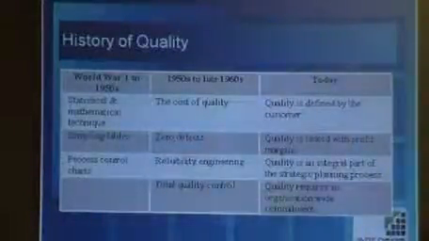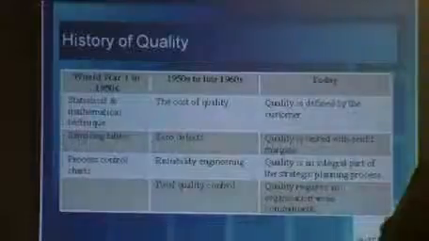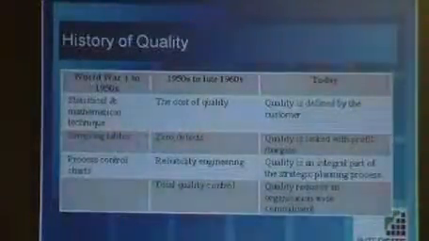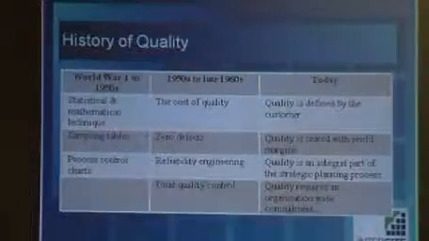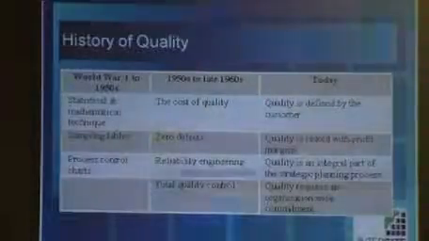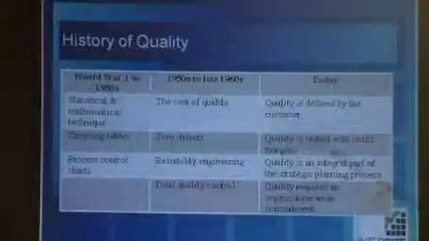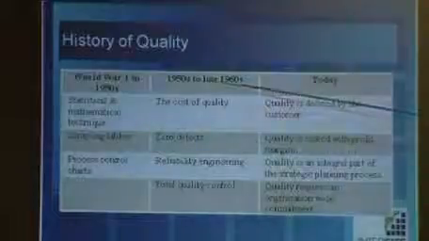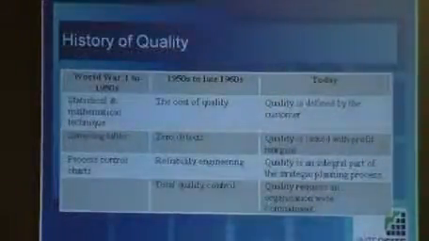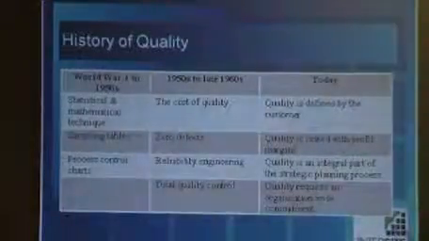Let me just take you through very quickly where the history of quality management came from over the time and through the ages. If you can look on the presentation slide, you'll see there's World War I to the 1950s, then there's from the 1950s to the 1960s, and then you have quality management as we see it today.